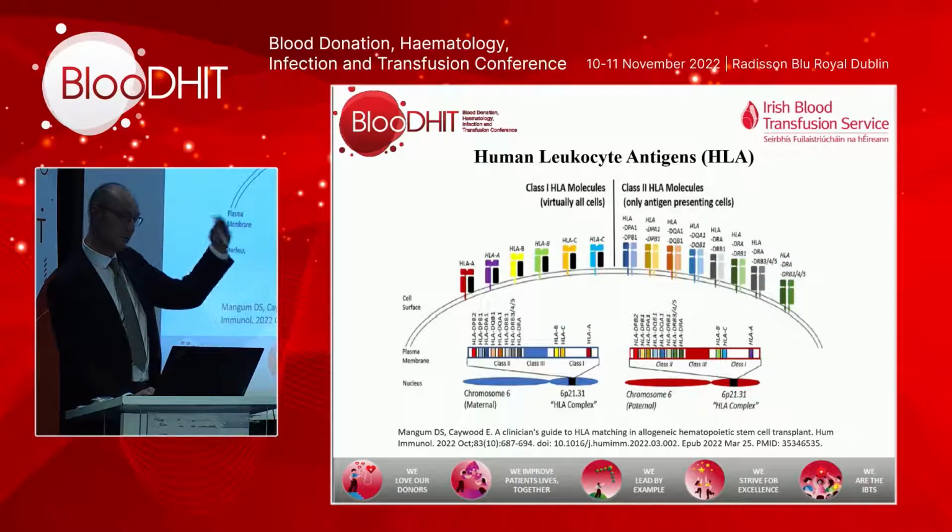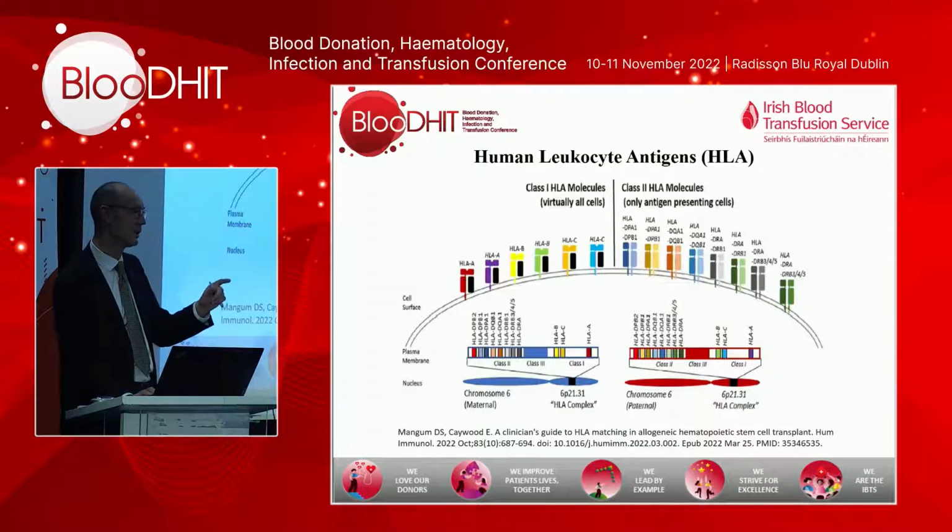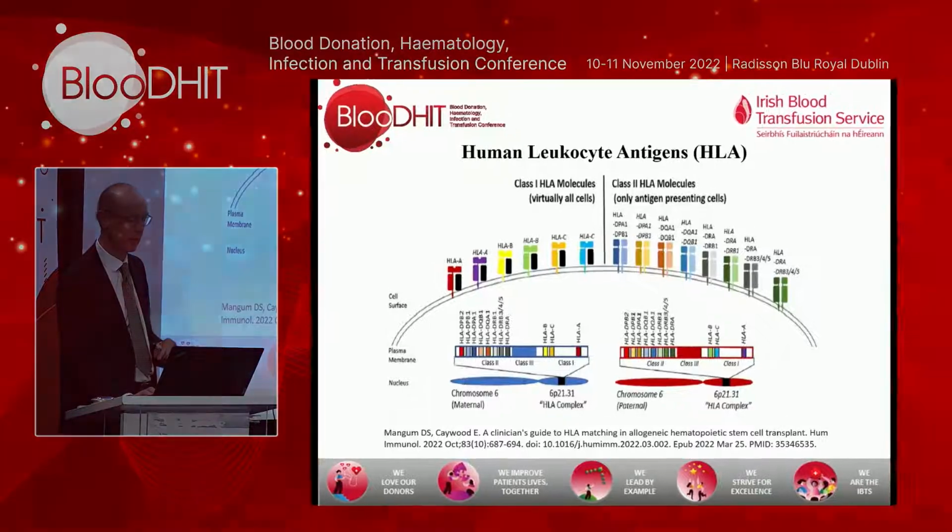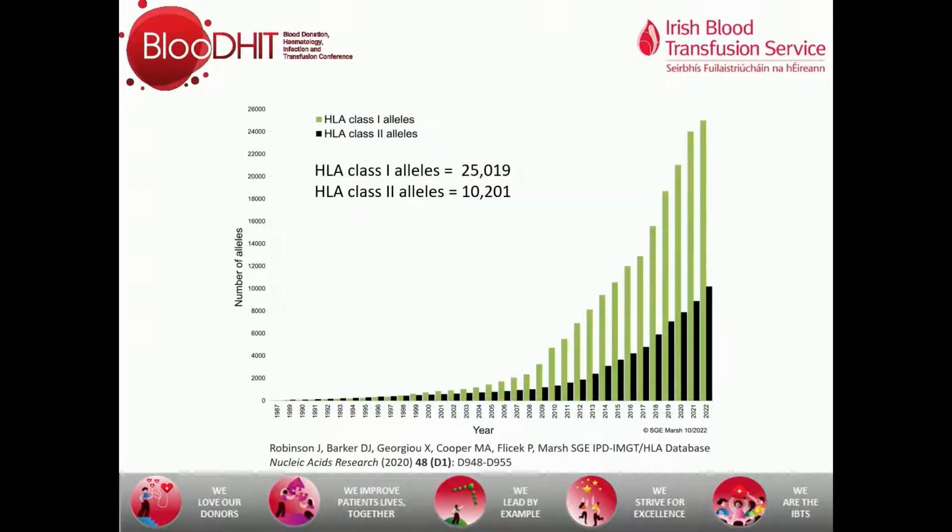So not only do we have 11 HLA loci that we now look at, there's also maternal and paternal. So we've got double the amount of gene sequences that we have to interpret, analyze, and resolve any ambiguities that will be thrown up there.